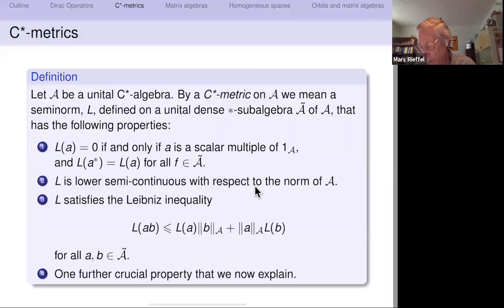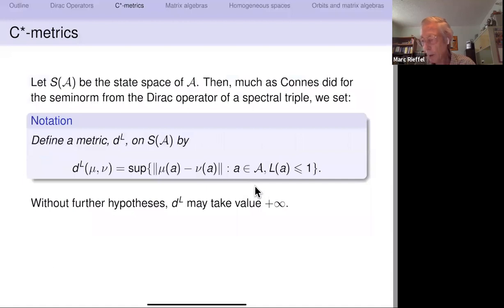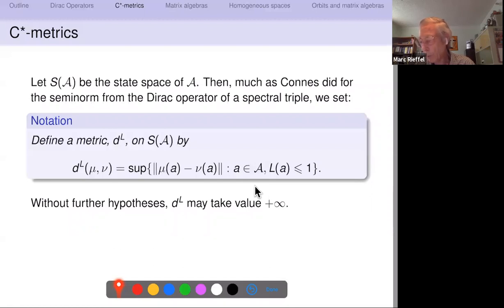And then, as I say, there's this crucial property that I will now explain, the one that I did give a proof for in that first paper. Namely, we let script S of A be the state space of A. And then again, much as Alain did for the semi-norm from his spectral triple, we use that semi-norm to define a metric on the state space by this formula that I have here. And that all looks very general, and it is, and without further hypotheses, this metric can take the value plus infinity, so it's an extended metric.